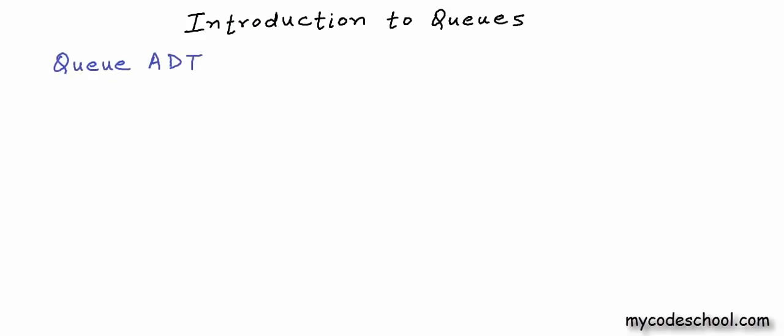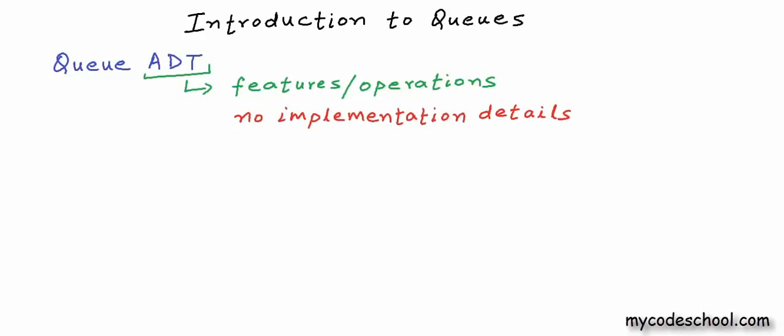We are going to talk about queue ADT. Just the way we did for stacks, first we are going to talk about queue as an abstract data type, or ADT. As we know, when we talk about a data structure as an abstract data type, we define only the features or operations available with the data structure and do not go into implementation details. We will see possible implementations in later lessons. In this lesson, we are only going to discuss the logical view of the queue data structure. Okay, so let's get started.